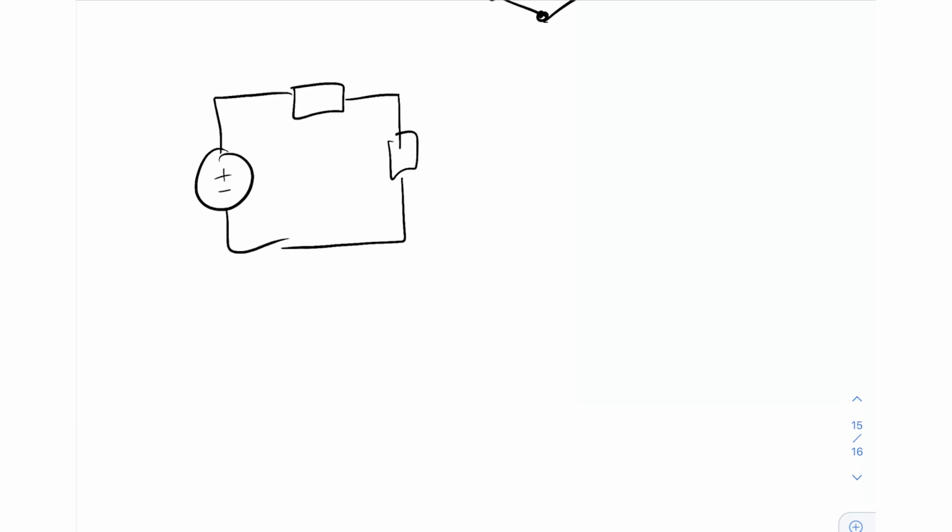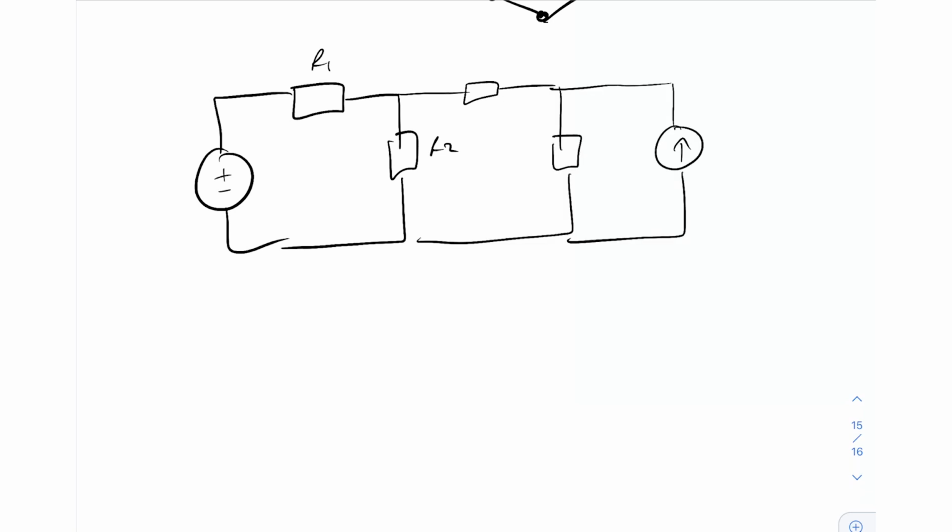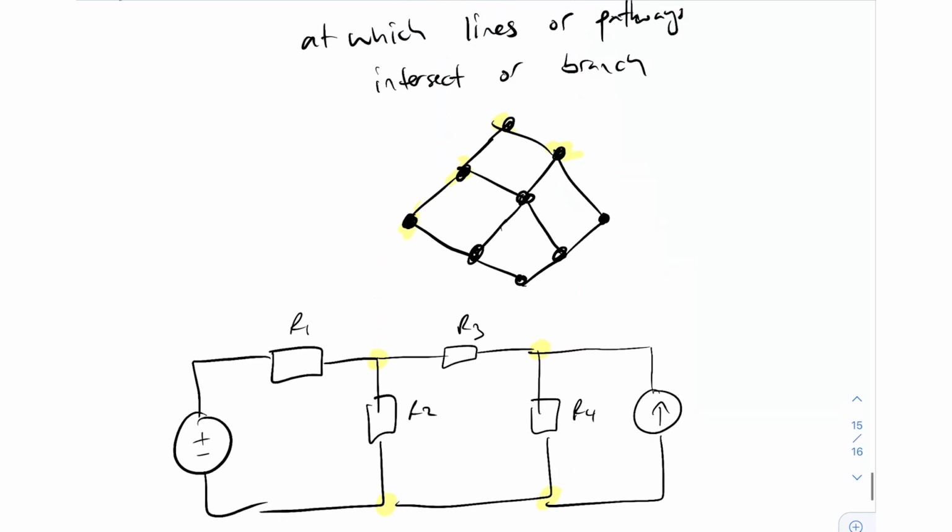In terms of circuits, if you had this circuit with R1 and R2, then there are no nodes in this circuit. But the moment you add a resistor here, add another one, add a current source if you want, R3, R4, now you have a bunch of nodes. The nodes exist one here, one here, one here, one here. So you've got 4 nodes.